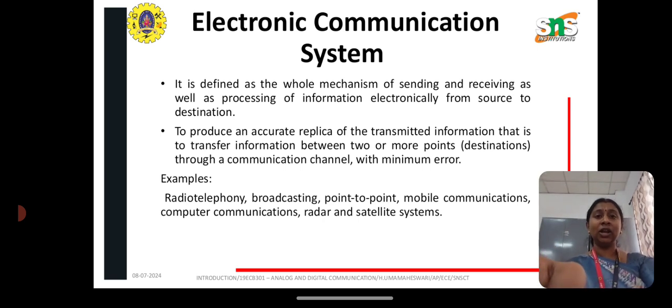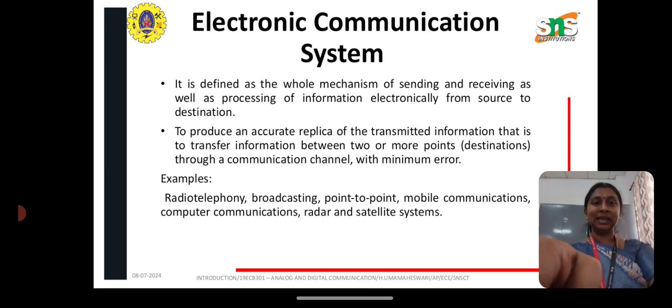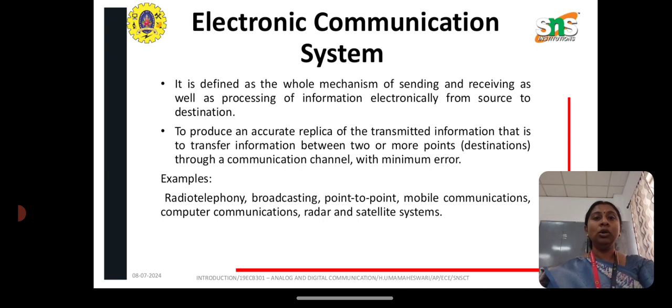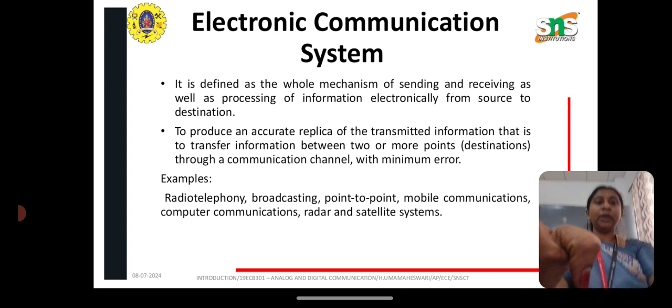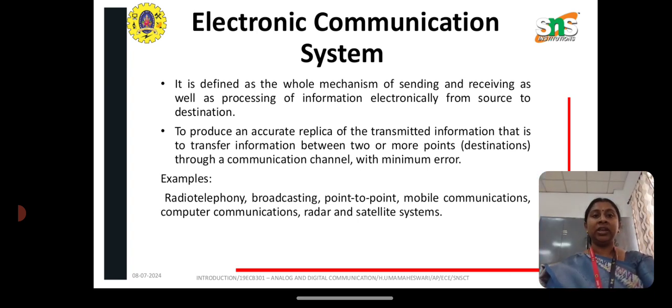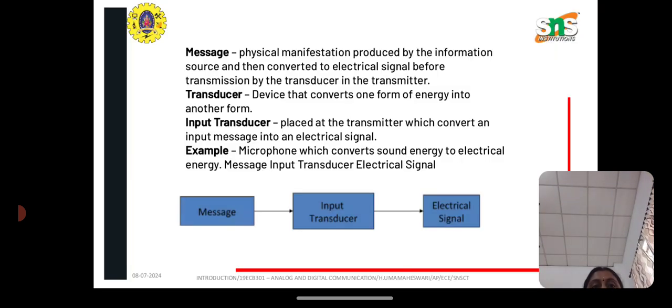The electronic communication system is defined as the whole mechanism of sending and receiving as well as processing of information electronically from source to destination, and producing an accurate replica of the transmitted information. That is, to transfer information between two or more points through a communication channel with minimum error. Various examples are radio telephony, broadcasting, point to point, mobile communications, and computer communication, etc.